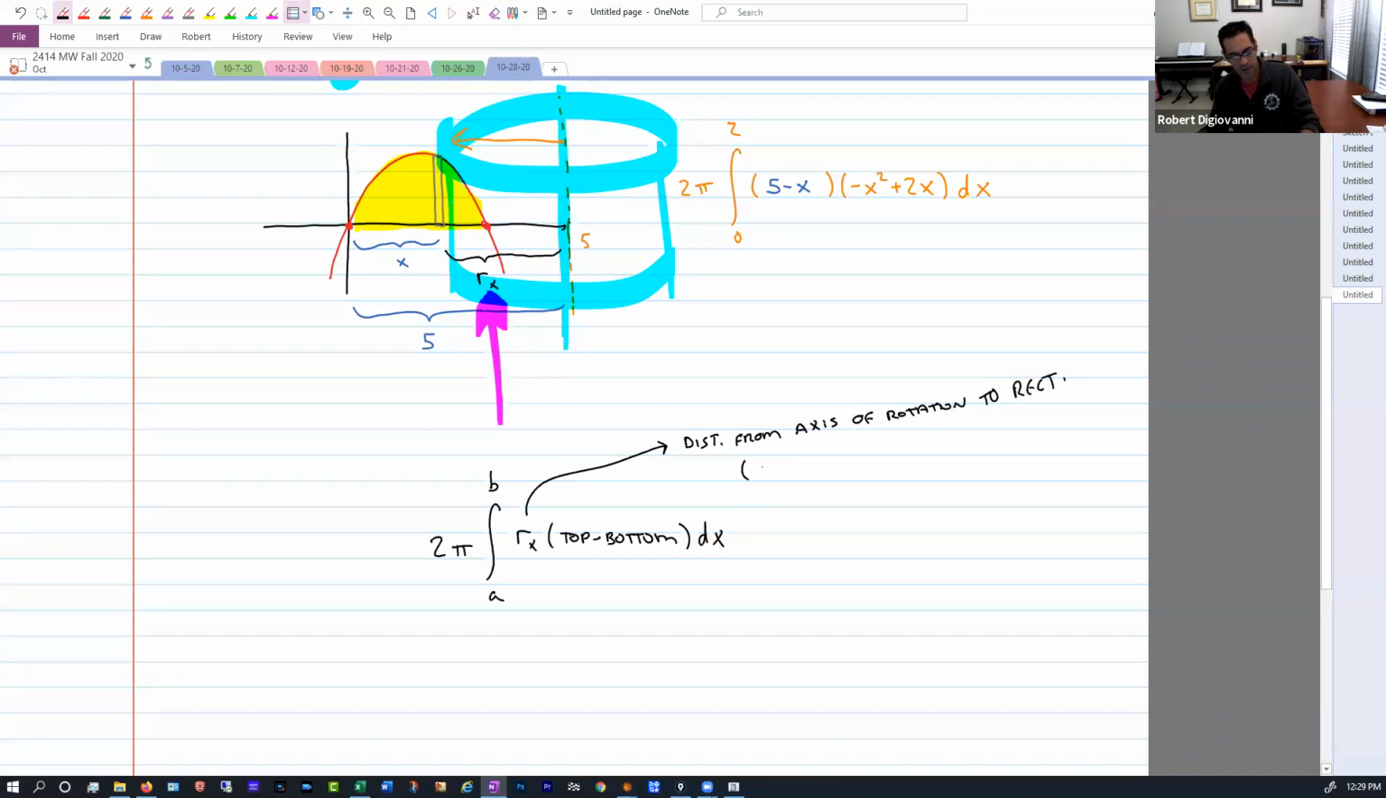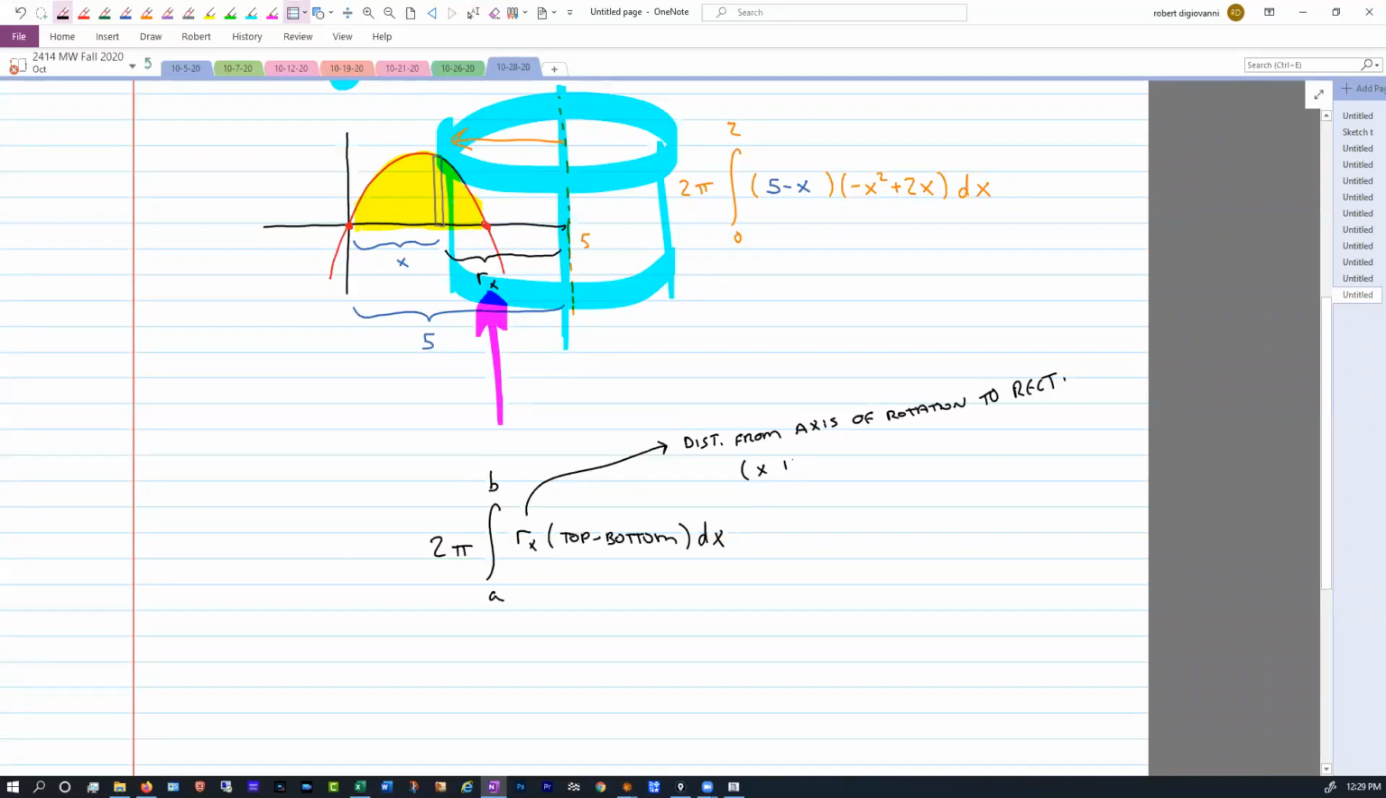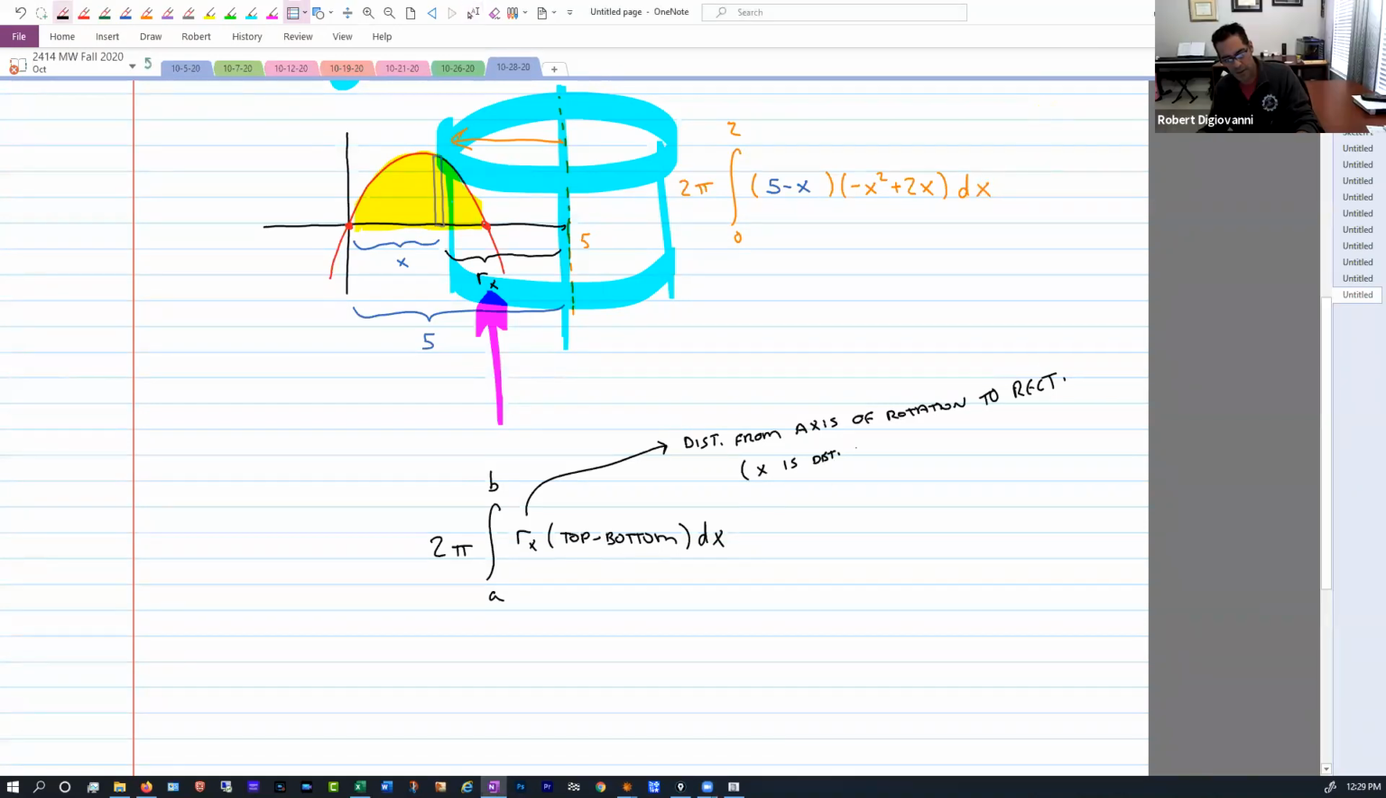And just remember that x is the distance from the y-axis to the rectangle. So x itself will always be the distance from the y-axis to the rectangle. But r sub x needs to be the distance from the axis of rotation to the rectangle. There's a difference between those, unless you are rotating around the y-axis. Okay.